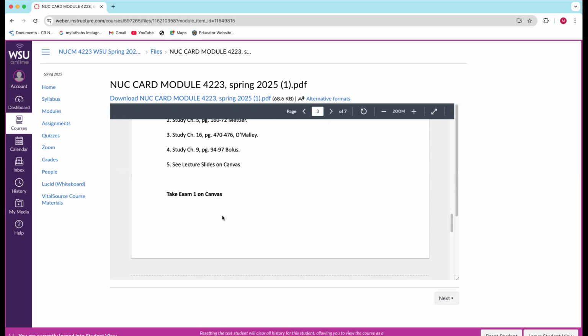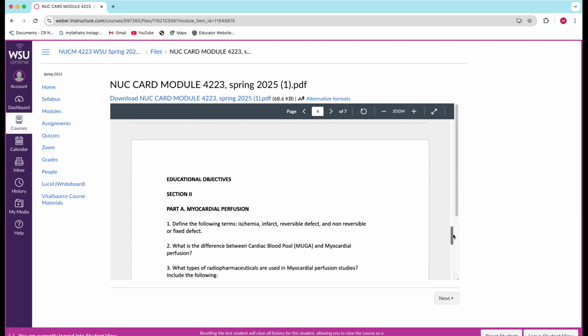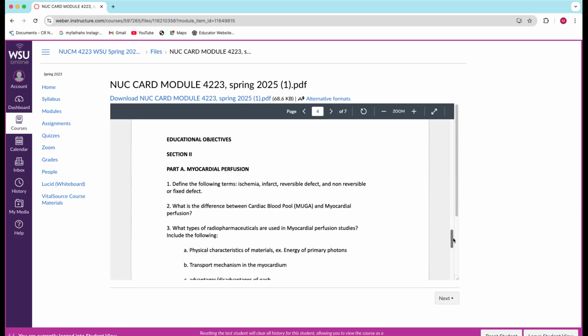And then you'll notice listed after that, after going through those two sections, you'll be ready to take the first exam on campus, right? So exam 1 is going to cover section 1, A and B, all right? And then after that, listed in the module, it moves you on to section 2. So part A and the objectives of myocardial perfusion.